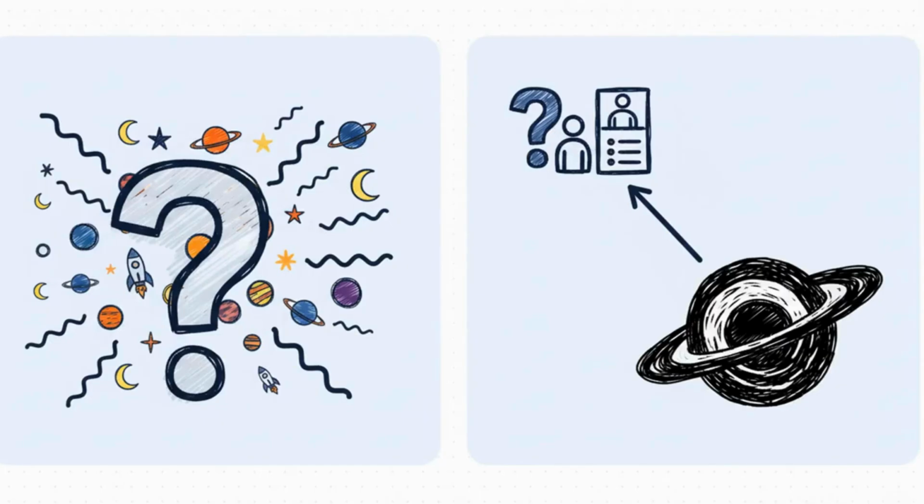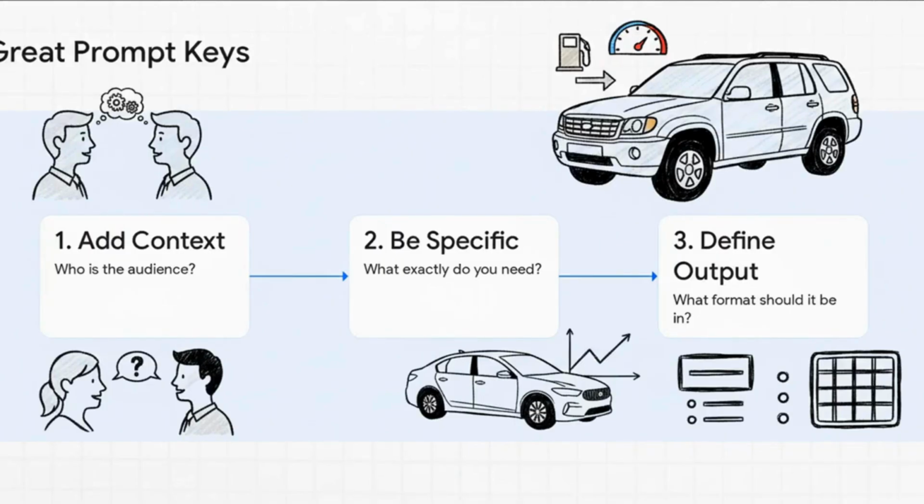This is the perfect example of what I mean. Asking an LLM to tell me about space is like asking that librarian to just find a book. You'll get something, I guess, but probably not what you wanted. But look at the other side. By adding specifics, the topic is a black hole, the audience is a kid, the format is 3 sentences, you've given it guardrails. You've turned a vague request into a precise instruction, and the result you get back will be night and day. It really boils down to these 3 simple keys.